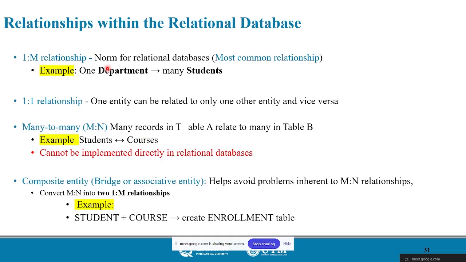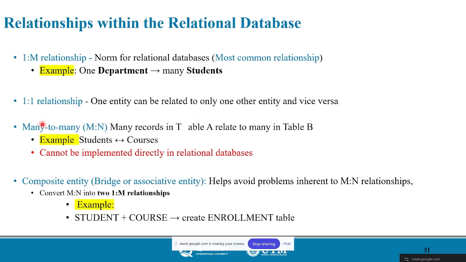One-to-many relationship. This is the norm for relational databases, or the most common relationship. What does it mean? It means that one department can have many students. For example, I have created table department and I have table students. I need to make sure that one department can have many students, and my database will allow me this when I create the tables for department and students. So from the side of department it would be one, from the side of students it would be many.